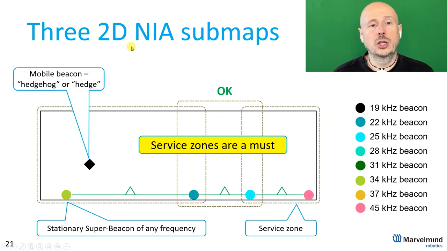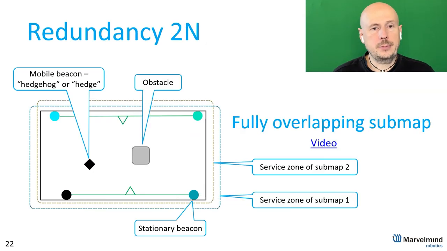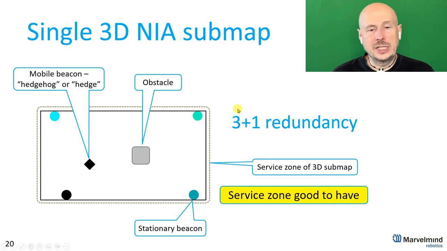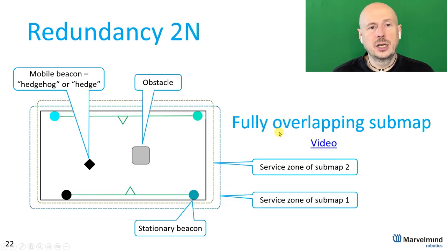But again, in non-inverse architecture, the ultrasound frequencies of super beacons can be any, because it's not relevant. Station beacons listen to ultrasound, so what ultrasound transmitting frequencies they have is simply not relevant. So we were talking about, in this case, 3+1 redundancy.